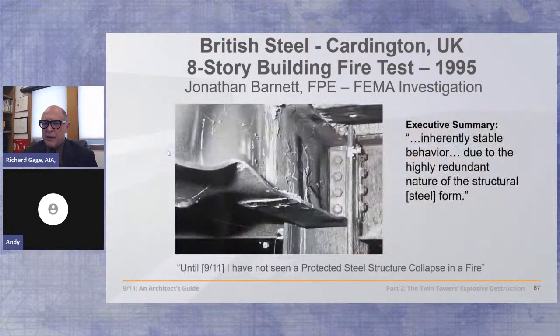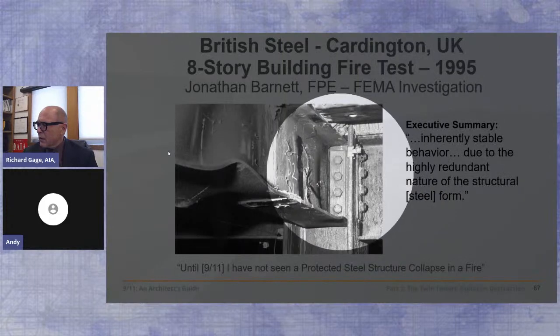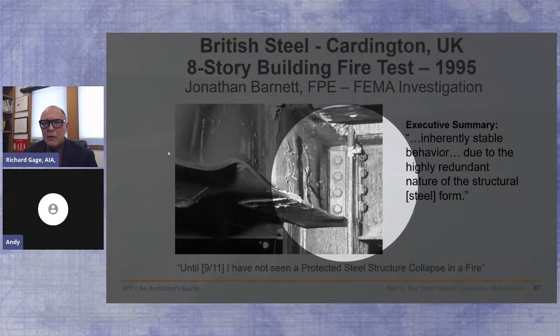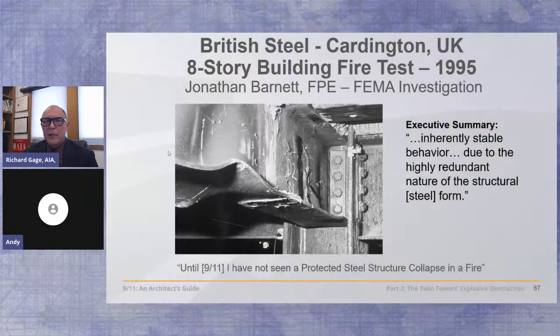And what did they find? That it's inherently stable behavior due to the highly redundant nature of the structural steel form. See, even in this case, where this beam, for instance, and these connections are not even fireproofed, there's no failure. This is an incredibly relevant study that should have been included by NIST in their report, which proves the inherent stability of the structural steel form, let alone the portions that were fireproofed. So the connections did not fail.